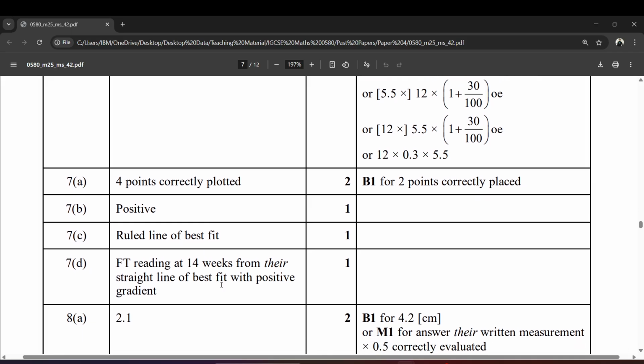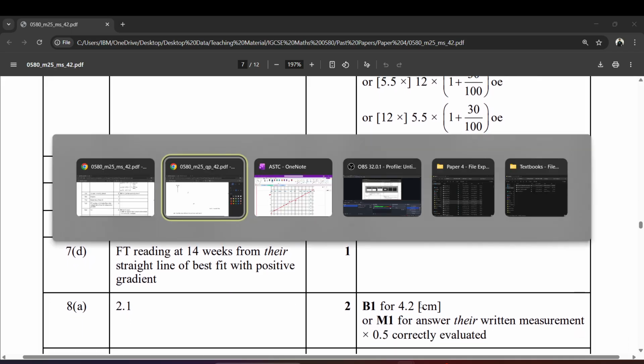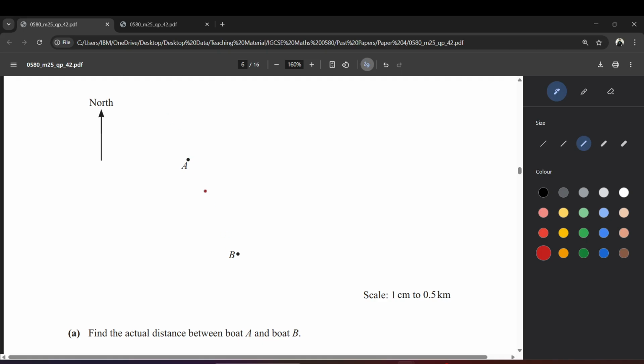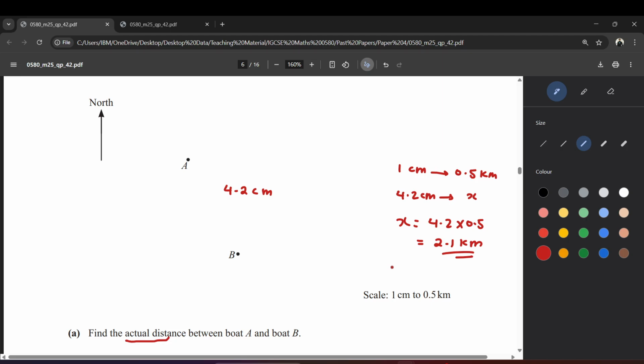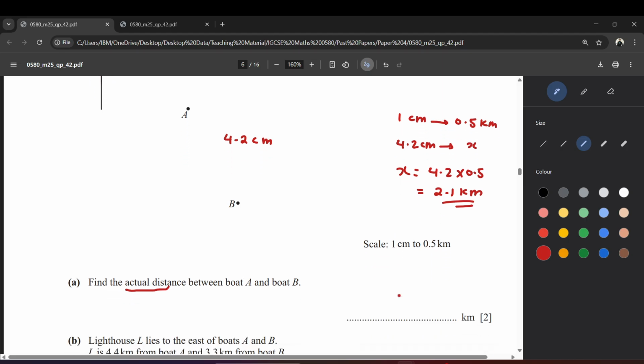All right, so here you should get 4.2 centimeters. When you use your ruler to measure the distance between A and B, that should be 4.2 centimeters. Now you need to find the actual distance, so you have to use the scale. If 1 centimeter gives us 0.5 kilometers, that means 4.2 centimeters will give us x. You can cross multiply, so that will be 4.2 times 0.5, which is 2.1 kilometers. That will be the actual distance according to the given scale.